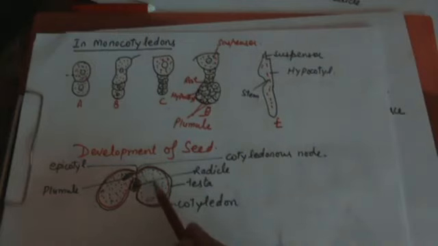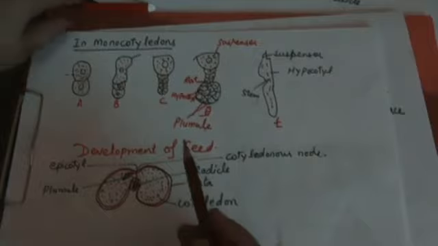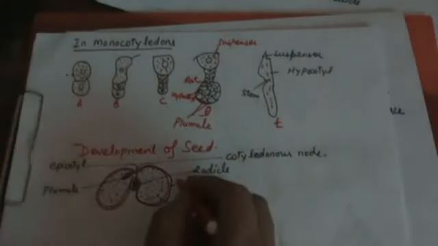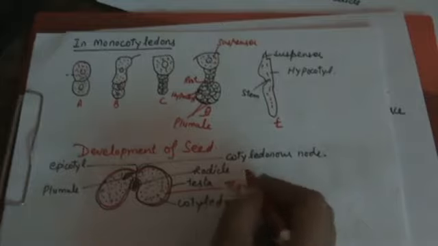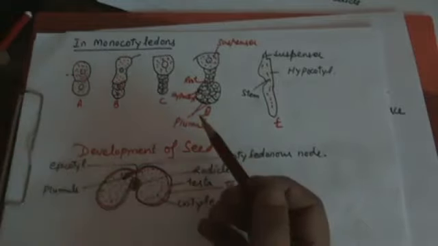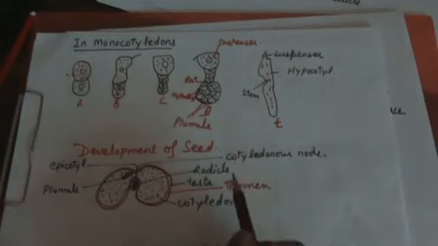The inner integument may persist. Sometimes this red inner integument may persist, or sometimes it may be used up. If the inner integument persists, it is known as the tegmen.